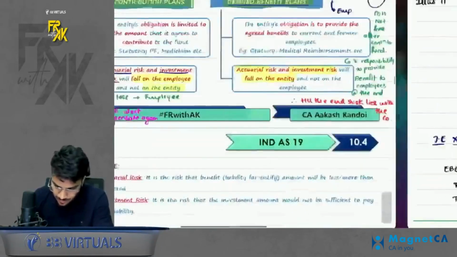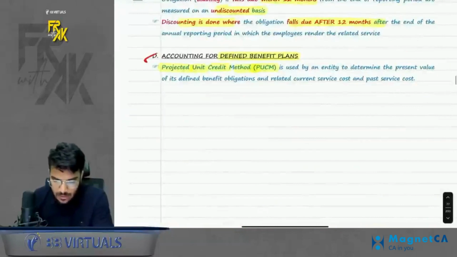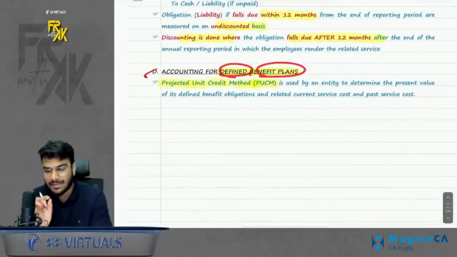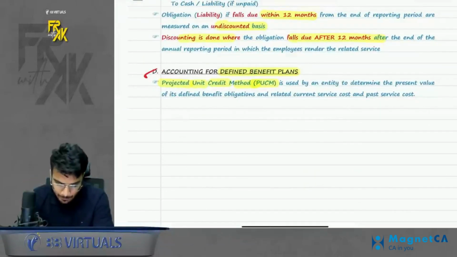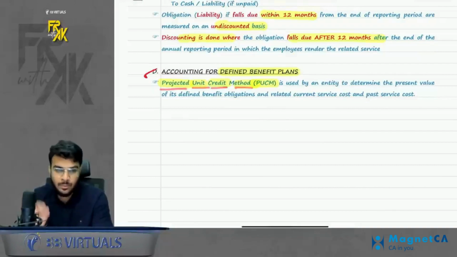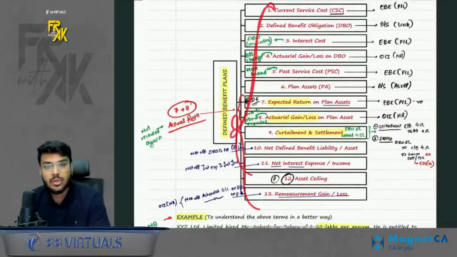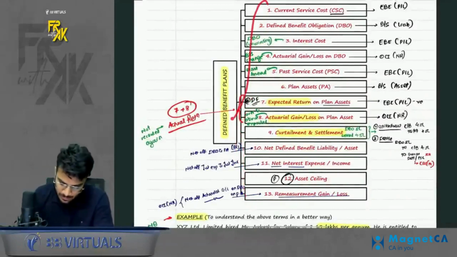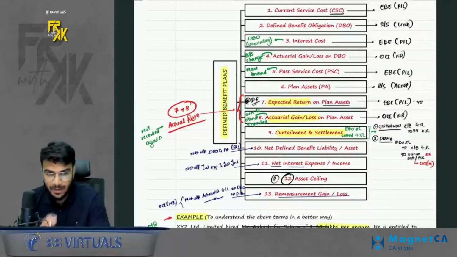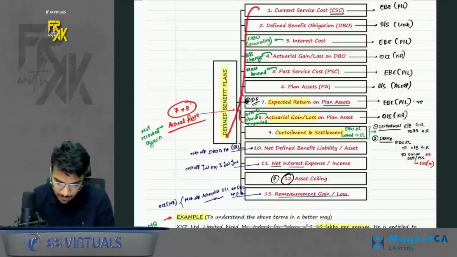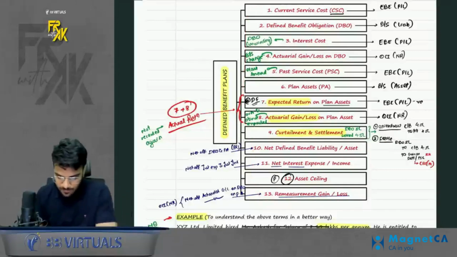Now how to account for this? In case you remember, we had so many terms. The accounting under a defined benefit plan is done under a method known as the projected unit credit method, PUCM. So how to remember these terms? For this, we had taken an example. I will also revise that example again so that you are familiar with the terms. Come, very quickly, we will revise.